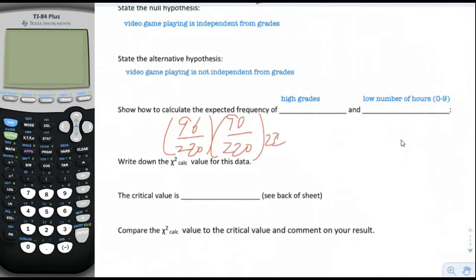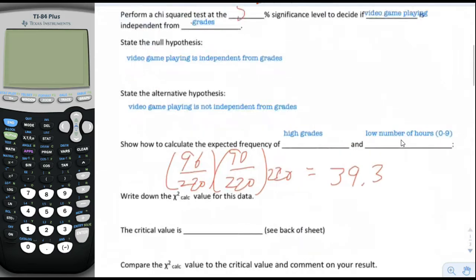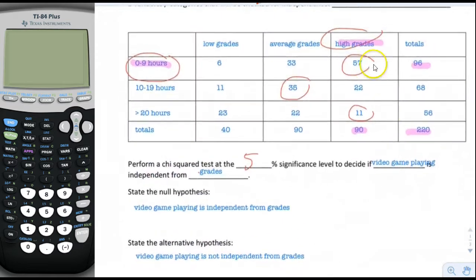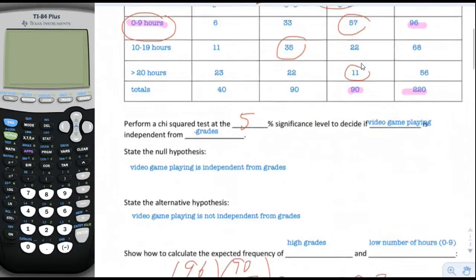Okay, and what does that equal? I'm going to do that on the offline calculator. 96 times 90 divided by 220, 39.27, 39.3. Okay, so the expected frequency for high grades and low number of hours is 39.3. You can see there's 57. So it looks like there is something to that, there's a peak here.